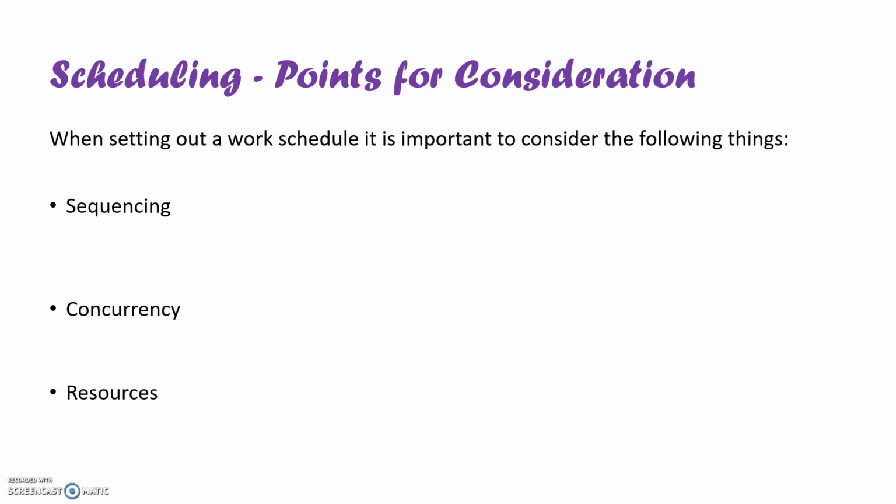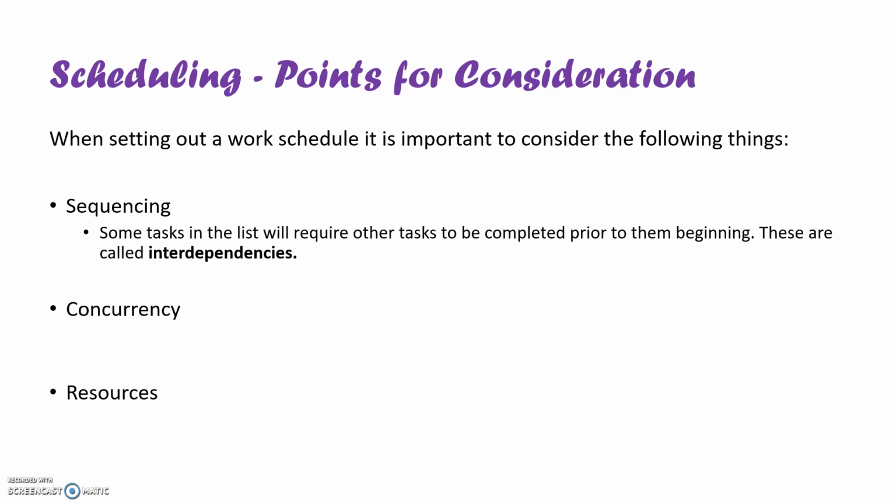Now, some important points for consideration when you're scheduling are these three things. So sequencing is really important because you have what is called interdependencies between different tasks within your project. A good example of that for us is that we shouldn't really start designing a project until we've completed the analysis stage. So we've done our feasibility studies, we've done our scheduling, we've worked out whether we can do it within the time, to our cost constraints, all that type of stuff.